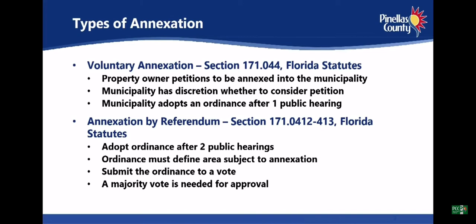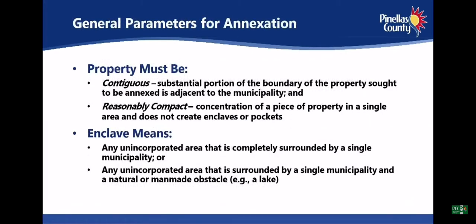Now, regardless of the process that's to be followed, there's three key requirements for the property that's proposed to be annexed, and this is required in Chapter 171. The area must be contiguous to the municipality, it must be reasonably compact, and the annexation cannot create an enclave or a pocket. Chapter 171 gives two definitions for an enclave.